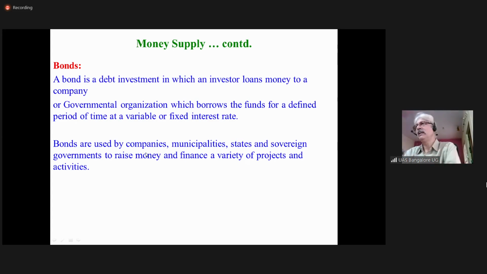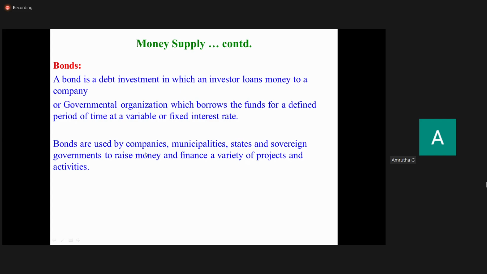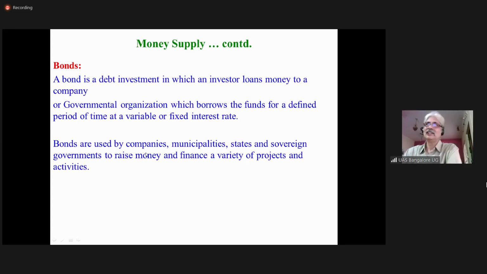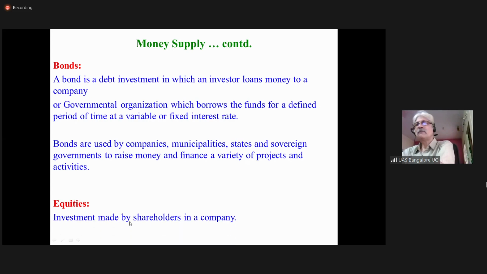Very similarly, the bond holders will get first preference, and the shareholders will get the last preference. So bonds are used by companies, municipalities, states, and sovereign governments to raise money and finance a variety of projects and activities, as I mentioned earlier. Equities are the shares. Equities means shares, bonds are debentures. Investment made by shareholders in a company.